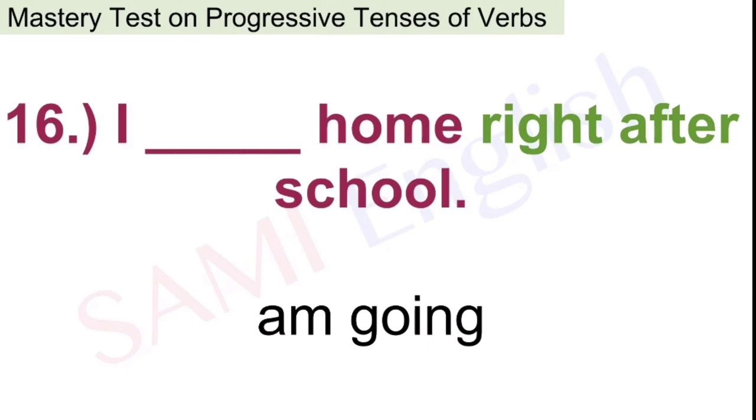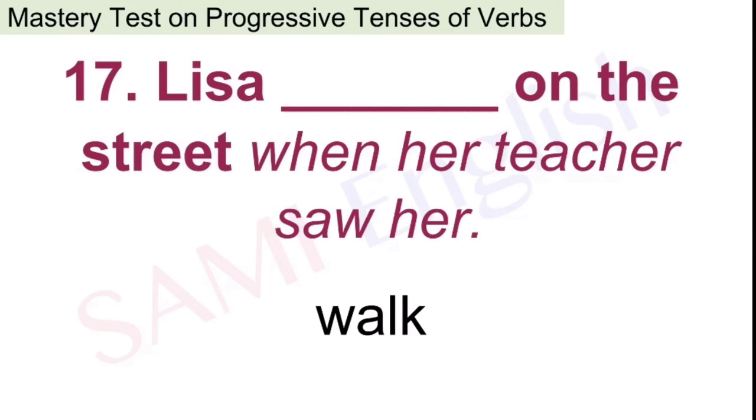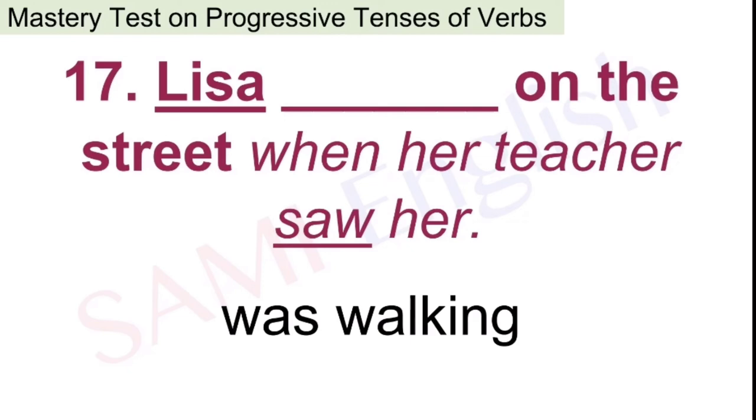Number 17. Lisa blank on the street when her teacher saw her. So, again, meron tayong second clause dito, okay? When her teacher saw her. And the verb used in the second clause is saw. This is in past simple tense of the verb. And we all know that past simple tense of the verb is used with past progressive tense of the verb. So, we should use was or were walking. Lisa is singular, so we should use was, okay? Lisa was walking on the street when her teacher saw her.